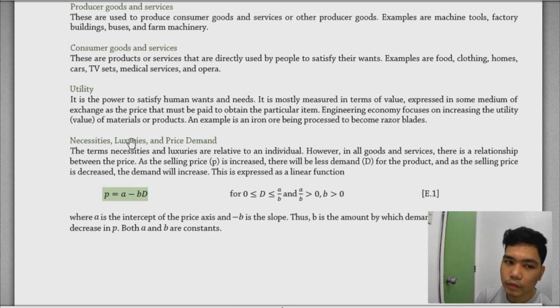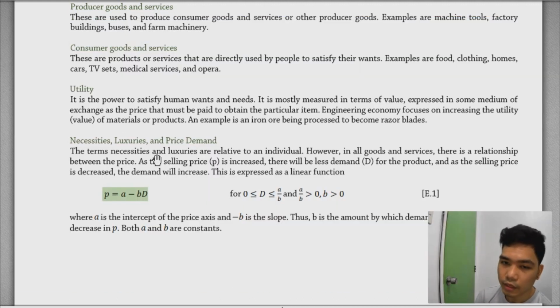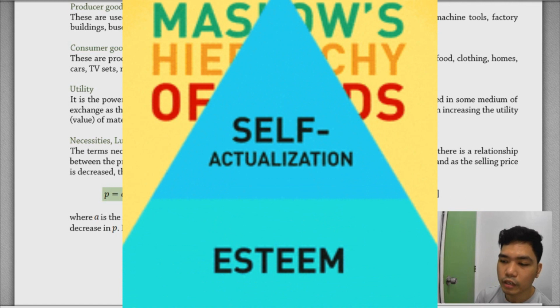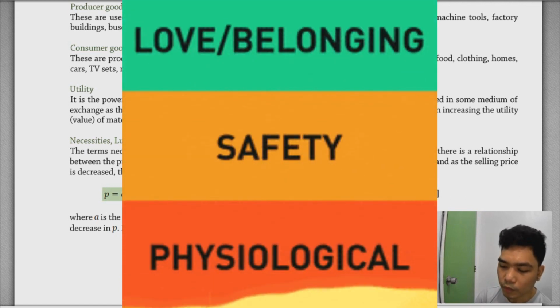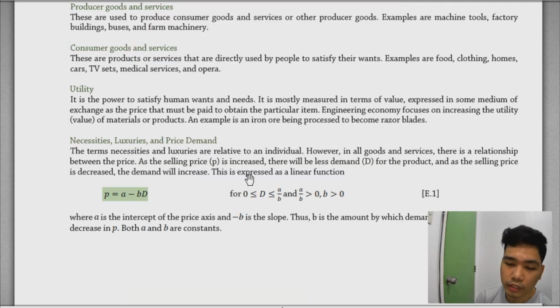Now, these necessities, luxuries, and price demand. I already know quite well that you've read or you have heard about this necessities, luxuries, and price demand. So when we talk about necessities, these are the products or the services that you actually need in order to live. And then the luxuries are actually those that you might want, but you don't actually need them.